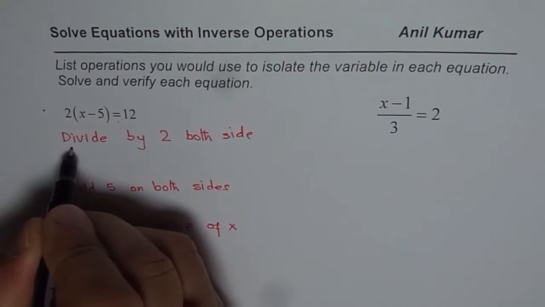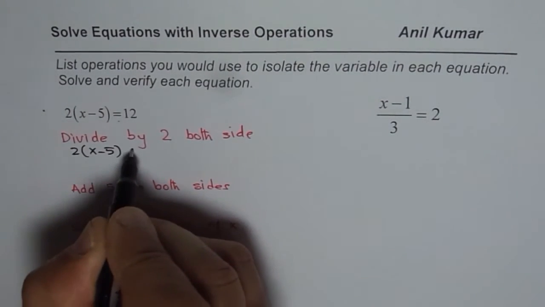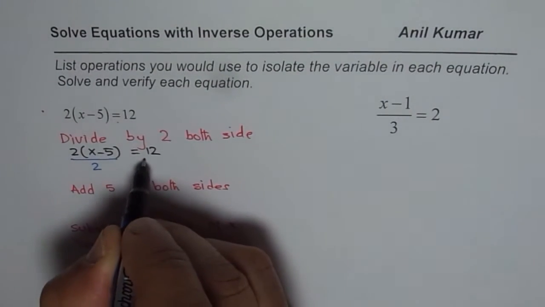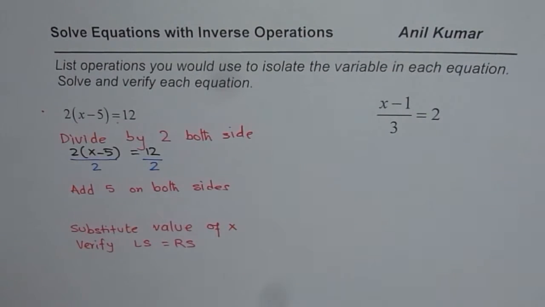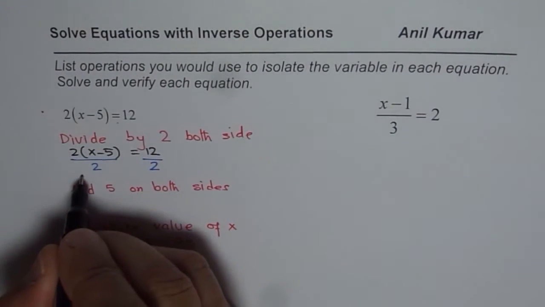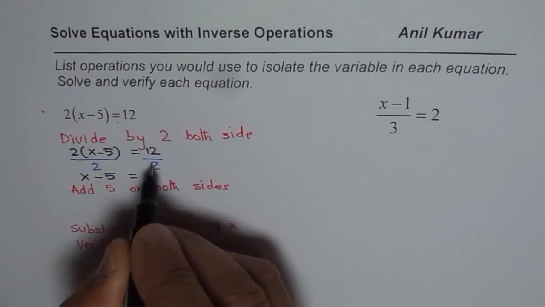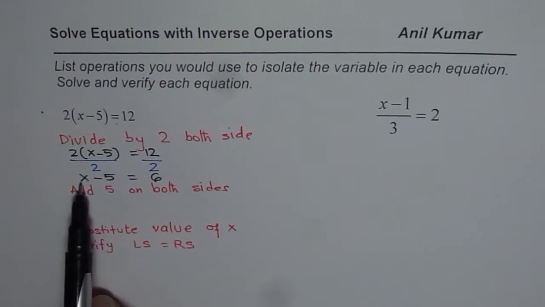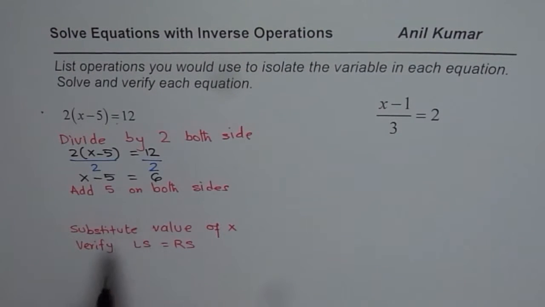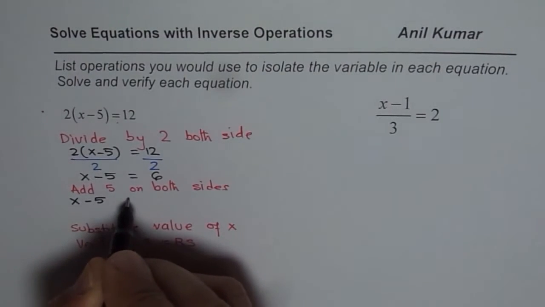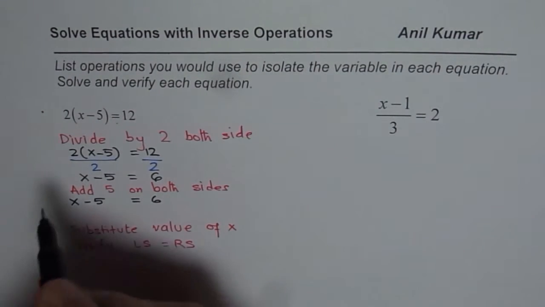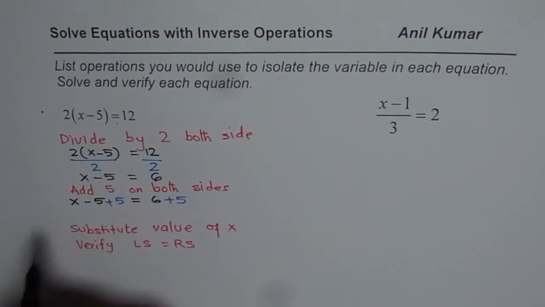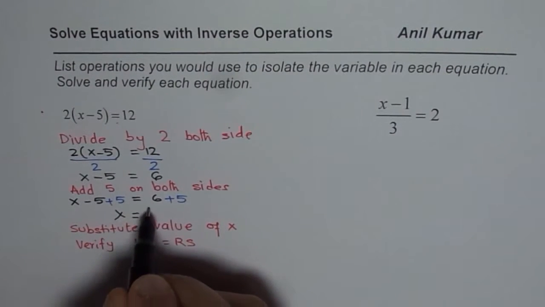The equation given to us is 2 times x minus 5 equals 12. Dividing by 2 on both sides means like this. Do you see that? Divide by 2 on both sides. Once you divide by 2 on both sides, what do you get? You get x minus 5 equals 12 divided by 2, which is 6. Now we have to isolate x, so we have to add 5 on both sides. The equation is x minus 5 equals 6. Add 5, and once you add 5, you isolate x. You get x equals 6 plus 5, which is 11.